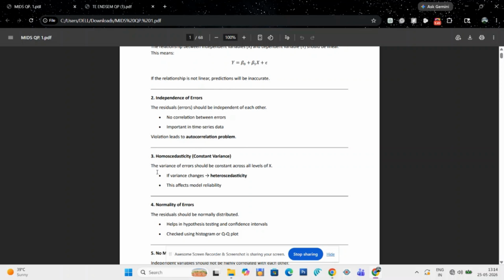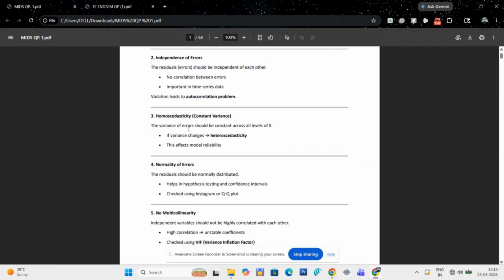Next is homoscedasticity, which means constant variance. The variance of errors should be constant across all levels of x, meaning whenever we train our data multiple times with multiple levels, the variance of error should be constant across all the x inputs, x1, x2, and so on. If the variance changes, it is heteroscedasticity, and if the variance is constant, it is homoscedasticity. This affects model reliability.